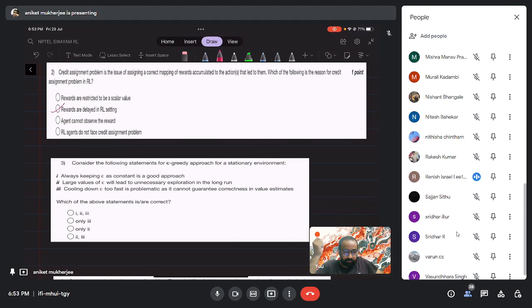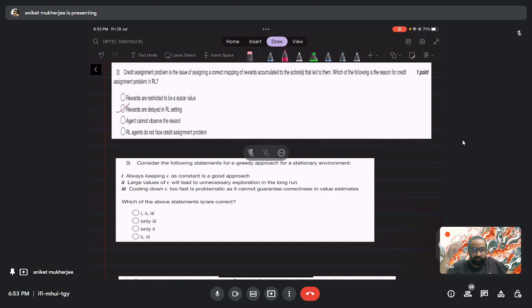Suppose epsilon is always constant. Then the probability that I pick the maximum argument at a particular instant will also remain constant, and that will be a very high probability, and the exploration part will be missing. No, you will continue to explore even when you have achieved exploitation. You will not stop the exploration. The main thing is you will continue to explore with the same probability, even when you have reached asymptotic stability. You don't want to explore then.